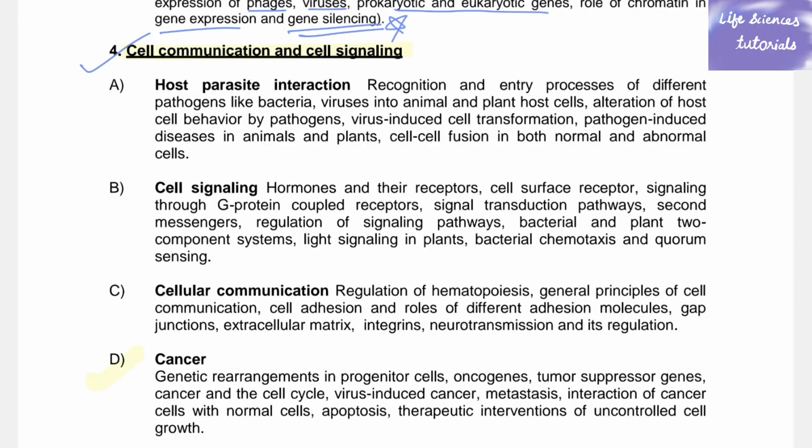Okay, like cancer and some of the topics, you don't just have to look at whether it is important for the exam or not. If you're interested, go on, read more about it. And for research purposes, definitely these topics are important, especially cancer and immunity, you should be aware of it. So let's go through this unit.